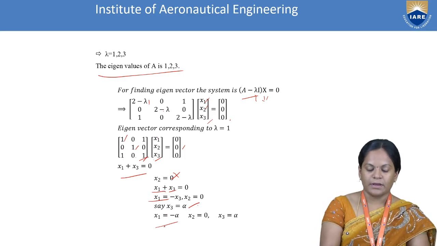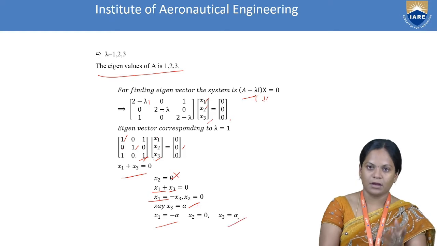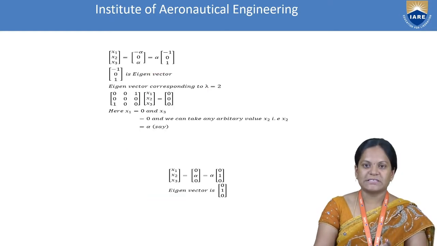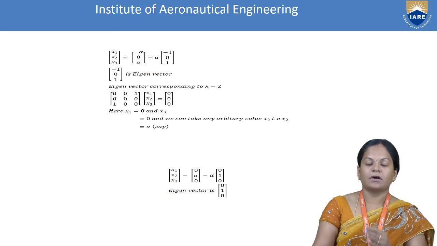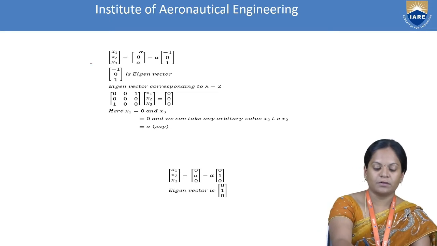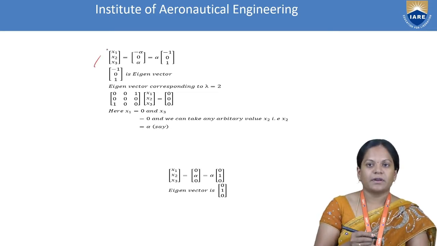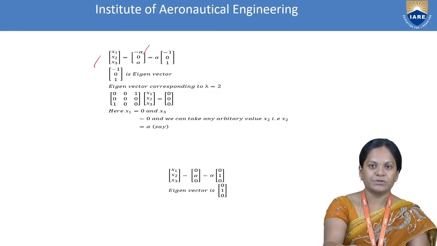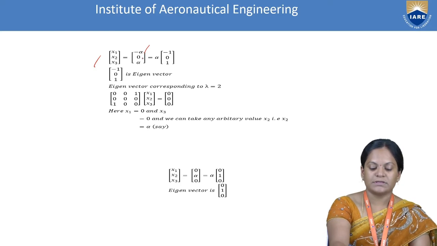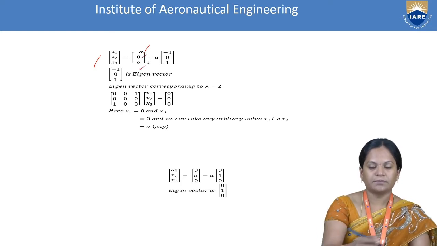So therefore x1 is minus alpha, x2 is 0, x3 is nothing but alpha. So x1, x2, x3 we write in a matrix form. That is nothing but the eigenvector corresponding to the eigenvalue lambda equal to 1. So I am writing it in the standard form: x1, x2, x3 equal to minus alpha, or sometimes we choose k also, any arbitrary constant, 0, alpha.